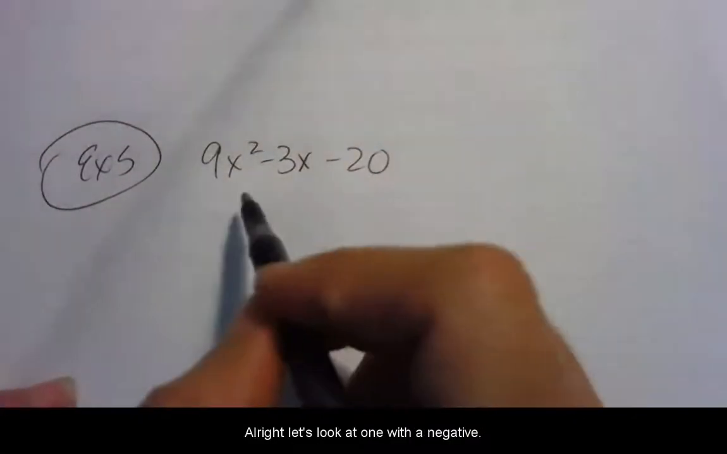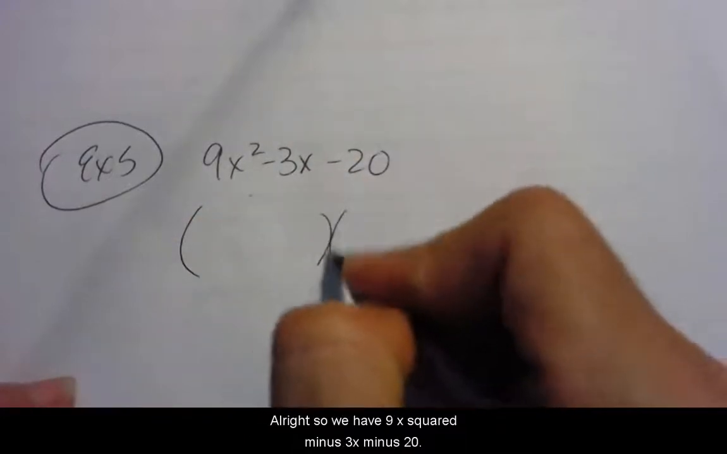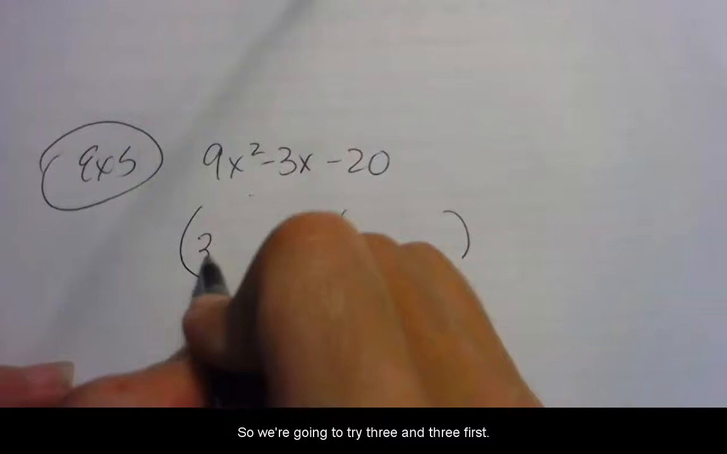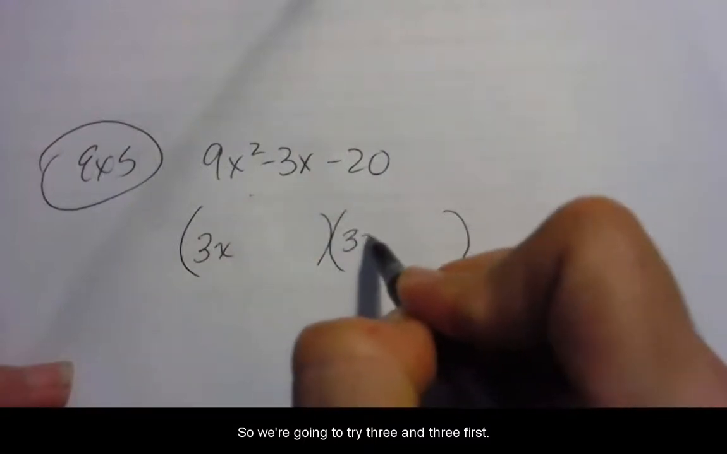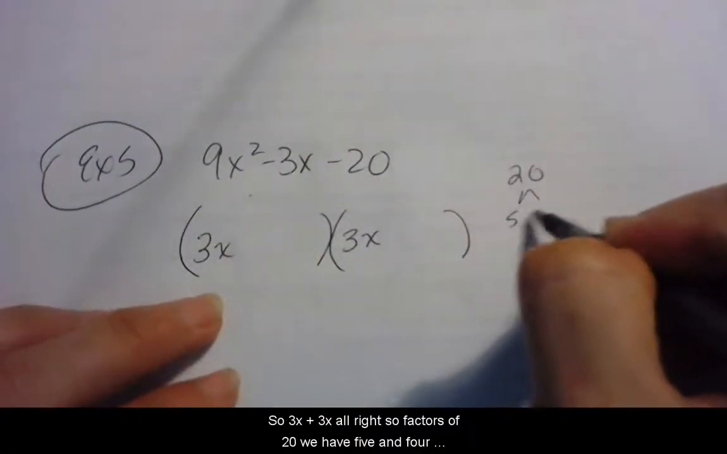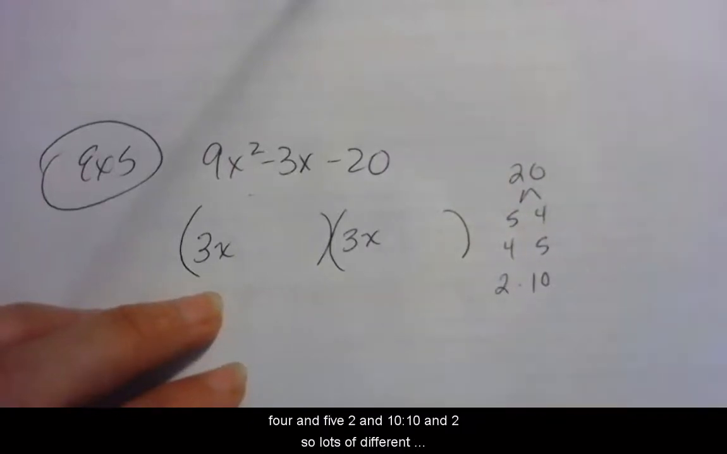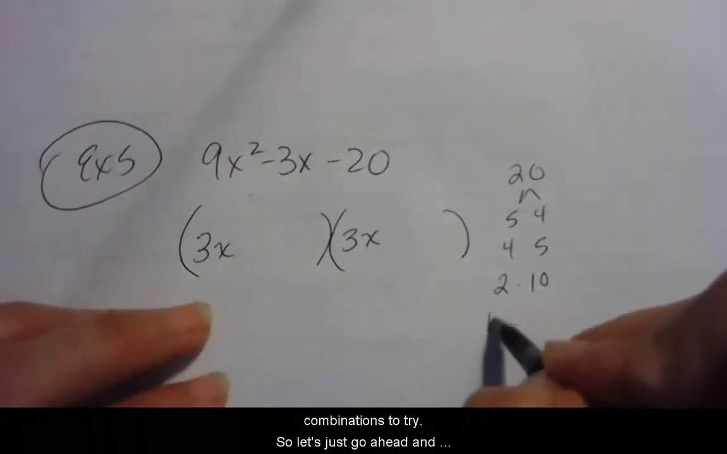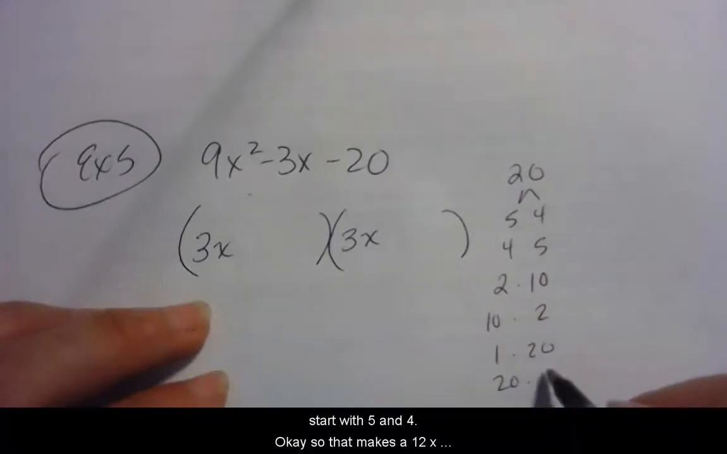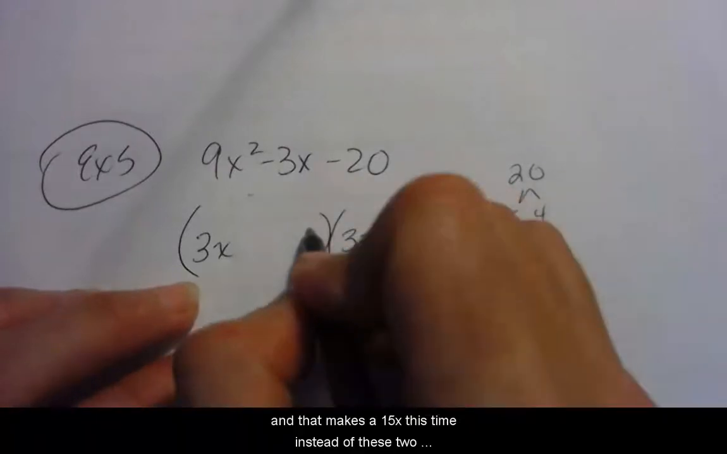Alright. So we have 9x squared minus 3x minus 20. So we're going to try 3 and 3 first. So 3x and 3x. Alright, so factors of 20, we have 5 and 4, 4 and 5, 2 and 10, 10 and 2. So lots of different combinations to try. So let's just go ahead and start with 5 and 4.